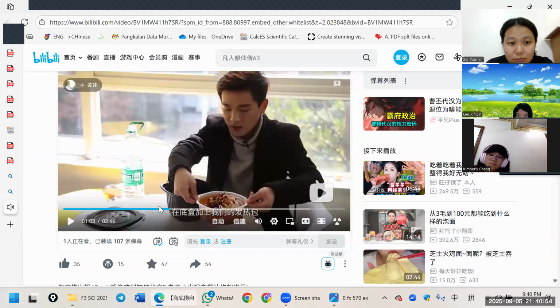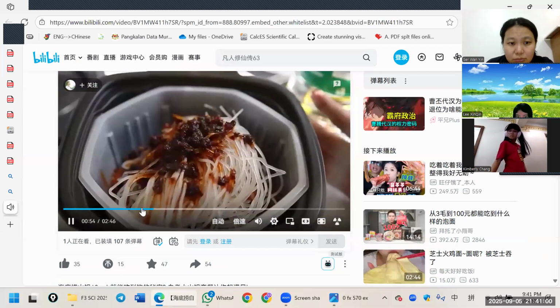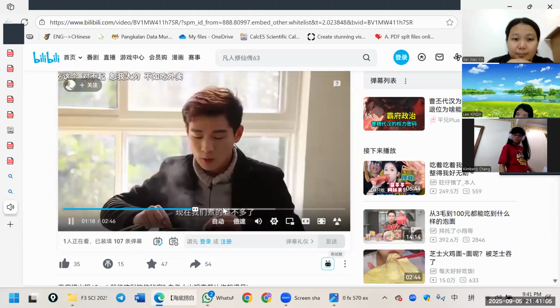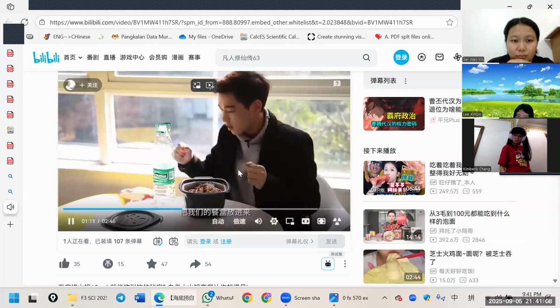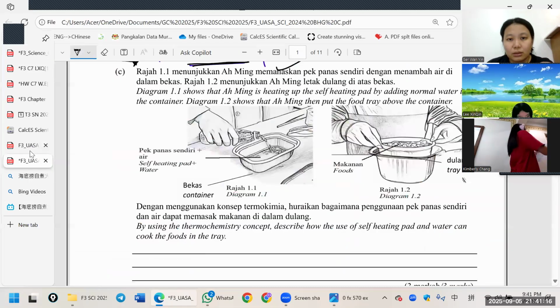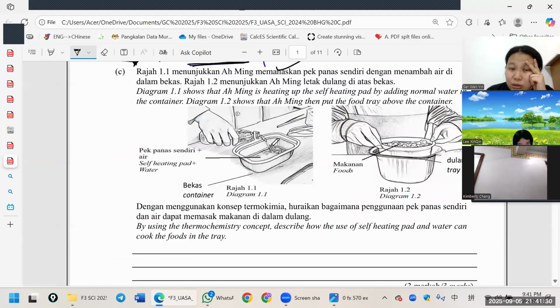This one should put the water down there first. So we should put the water and the self-heating pad first. Then only we put the tray on top. I think they didn't edit the video well. Should put the pad with water.